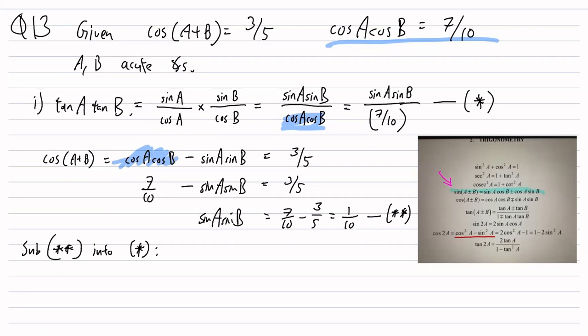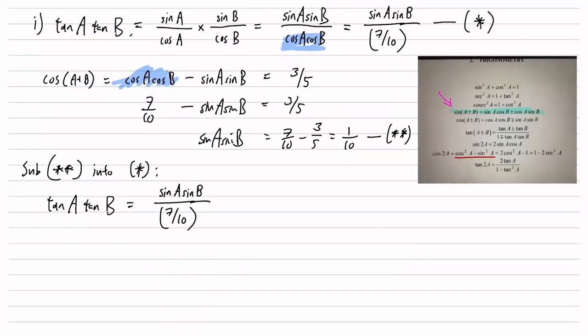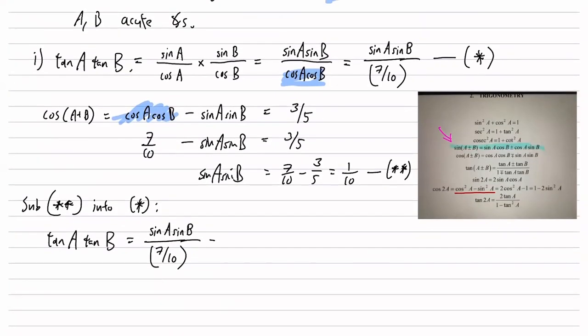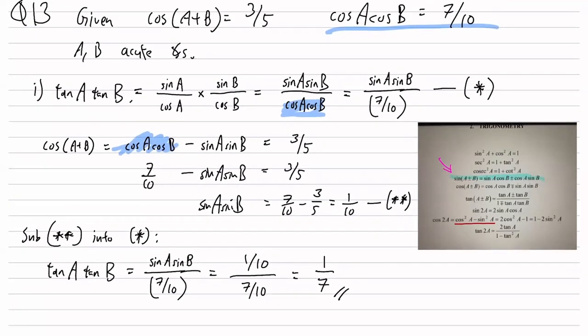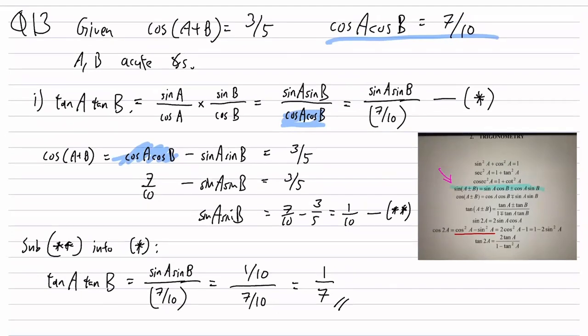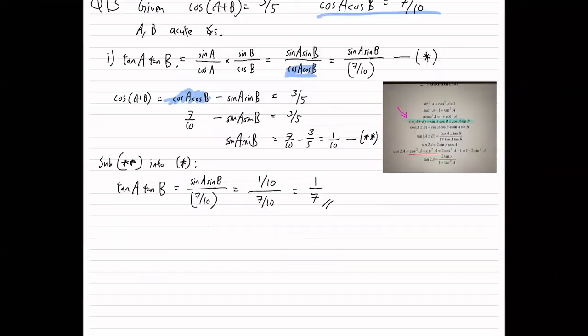What do I get? I will get tangent A tangent B on the left-hand side is equal to, on the right-hand side, sine A sine B over 7/10, which is then equal to 1/10 divided by 7/10. Maybe I'll just write it slanted like this to save some space. The answer is 1/7. Is that okay? Okay, very, very good. Part 1 is done. Let's move on to part 2. Oh, where's my part 2? I lost the page. Find tangent A minus B this time. How? Tangent A minus B.